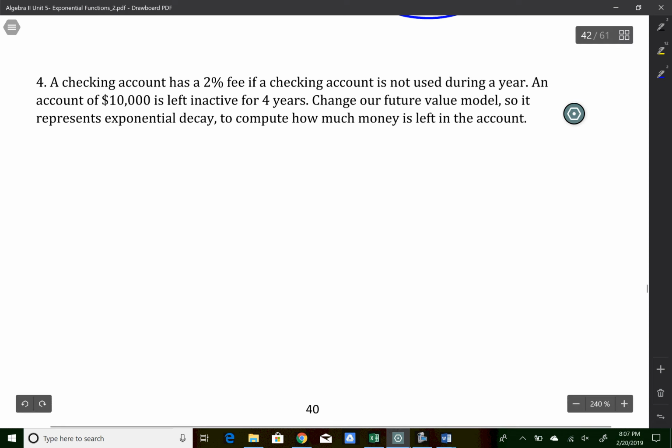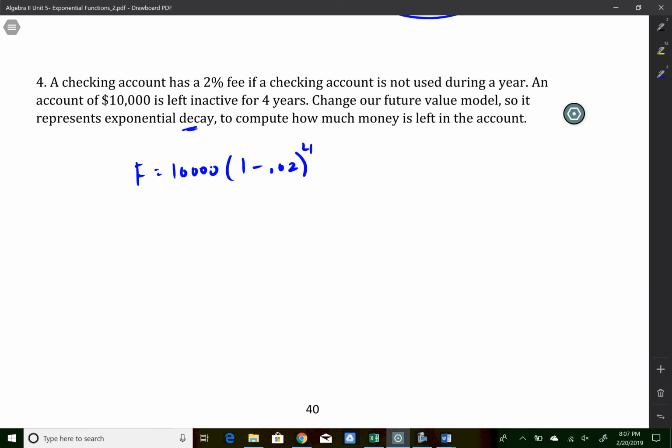So we talked about this a little bit in class today. Instead of being a sum inside the parentheses, if we make it a subtraction sign, then we can make it so that it becomes decay. So my future value is still going to start with $10,000, but I'm going to subtract 0.02. And this is going to be every year. So every year they charge 2%. So our exponent here is 4 for inactive for 4 years.